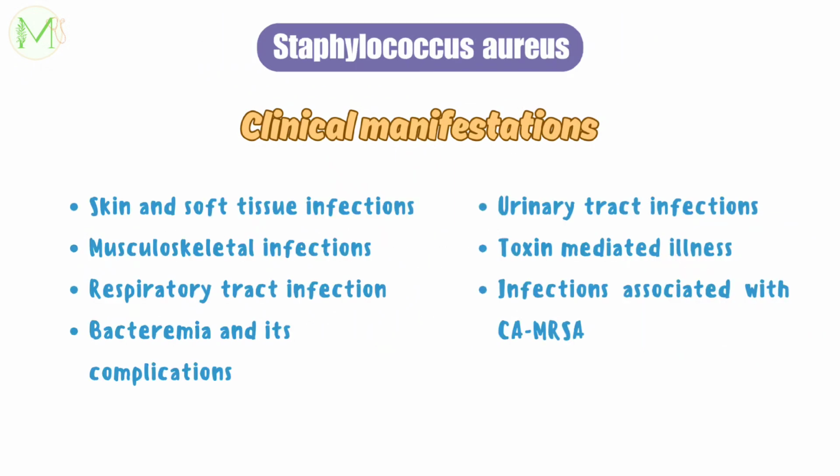So here is the list of infections caused by Staphylococcus aureus. It can cause skin and soft tissue infections, musculoskeletal infections, respiratory tract infections, bacteremia and its complications, urinary tract infections, toxin-mediated illness, and infections associated with community-associated methicillin-resistant Staphylococcus aureus.